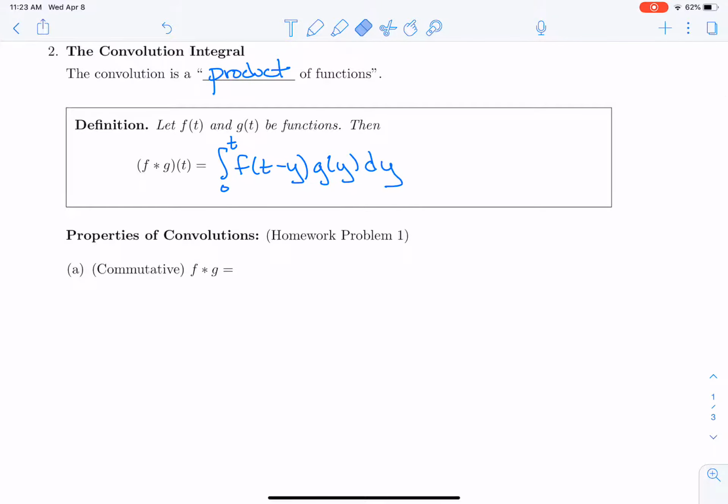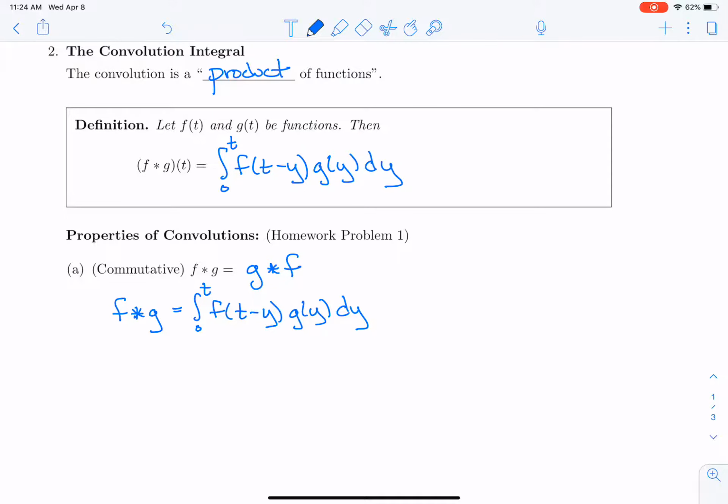And I'm calling this a product because this way that we combine f and g has similar properties to multiplication. Those properties are, for example, commutativity, the fact that f star g actually equals g star f. This is the same as saying that x times y is the same as y times x. So how do we know that that is true? Well, let's look at f star g. We can look at the integral from 0 to t of f of t minus y times g of y dy.